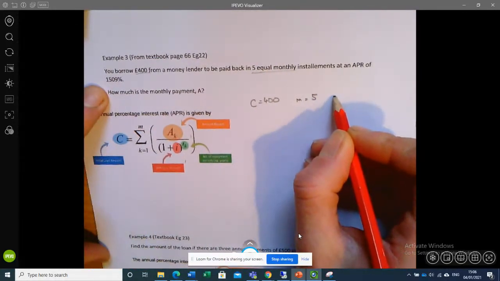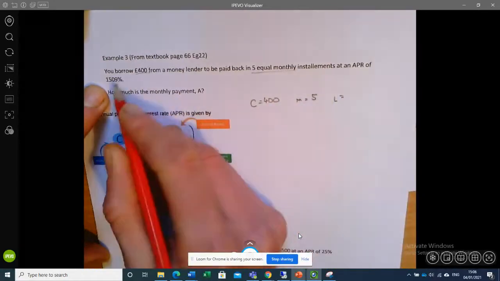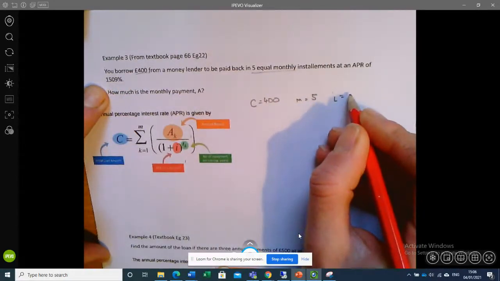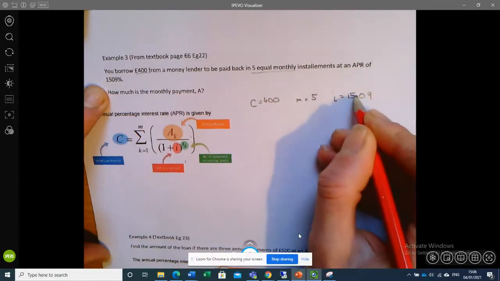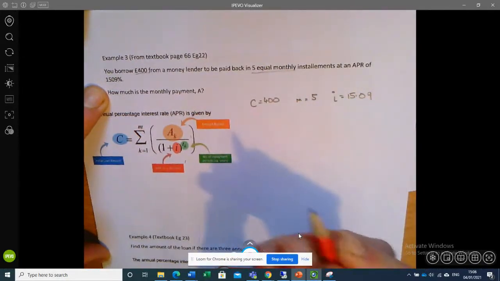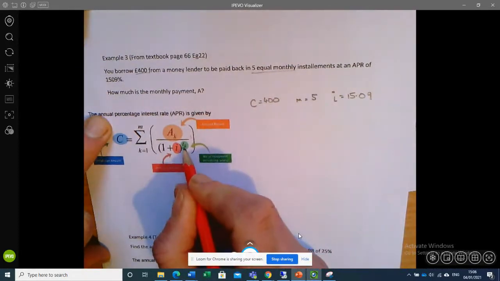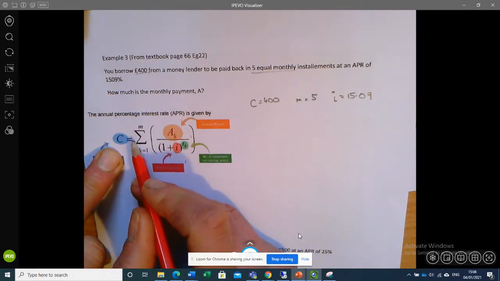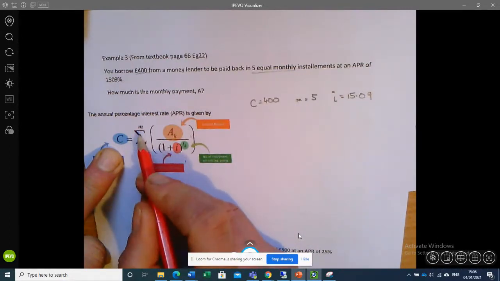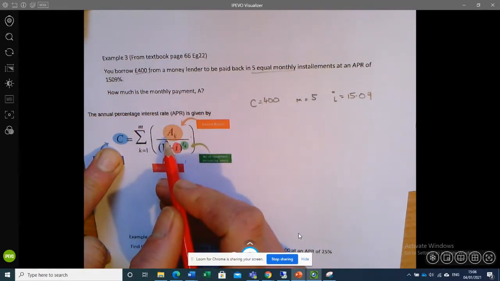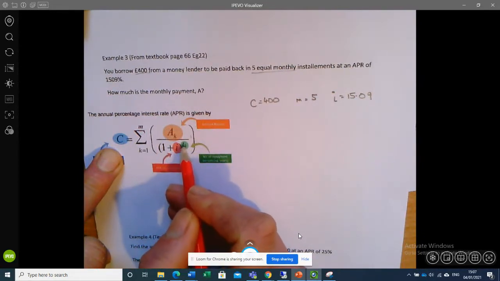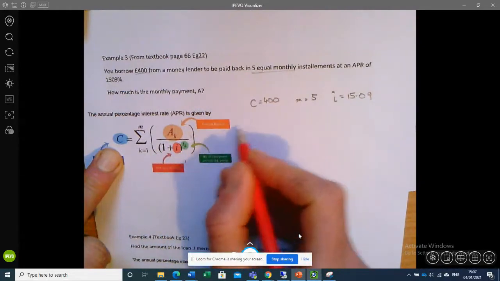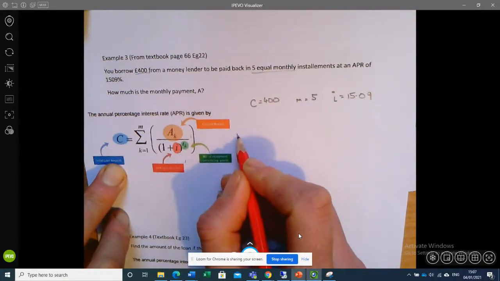Okay, so my I in this case, to convert that percentage into a decimal, divide by 100: 15.09. Now the TK, this time, because we're considering all the separate repayments and we want to know how much we're going to repay monthly, is going to have a number of different values for each different repayment. Okay, so let's write it out like this.